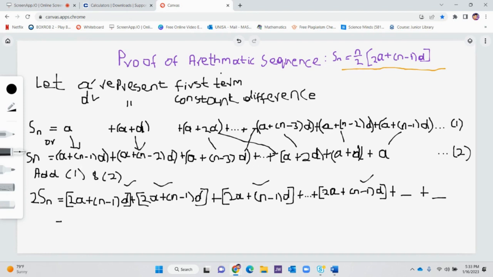So what we can then say, we can say, okay, this is n multiplied by 2a plus n minus 1 into d. Okay, we have 2Sn on the left hand side.